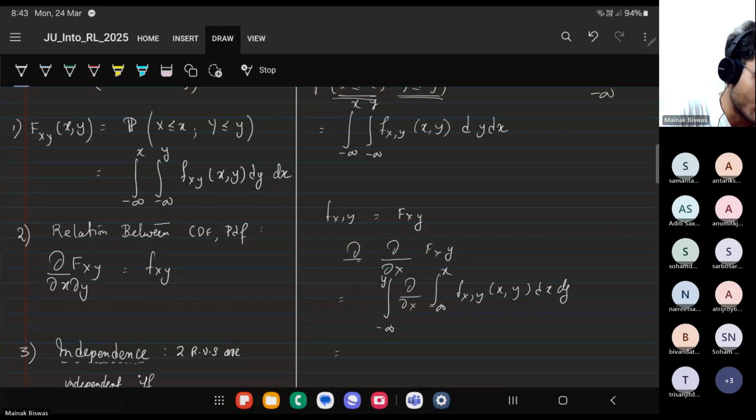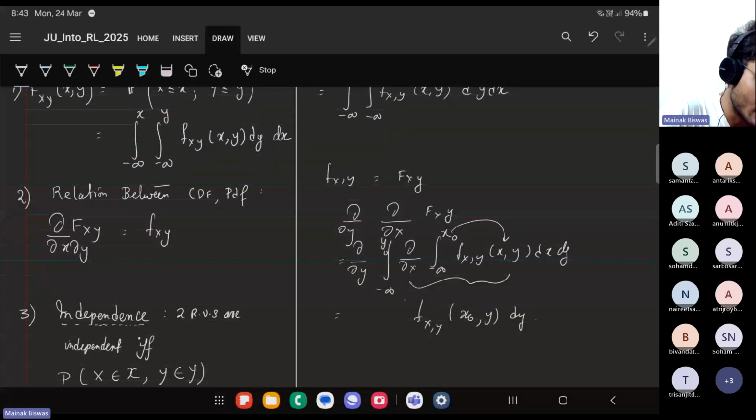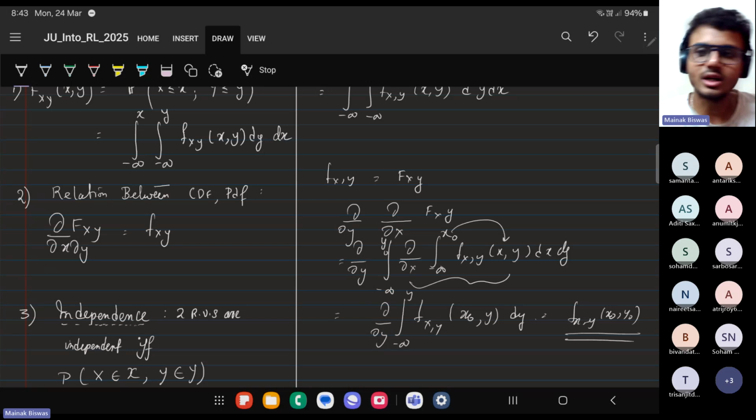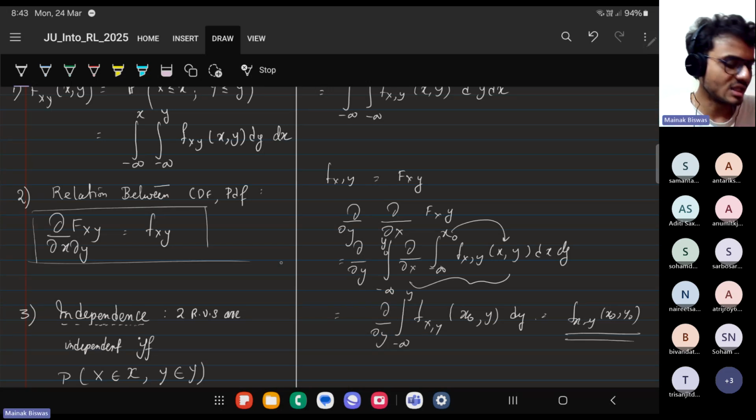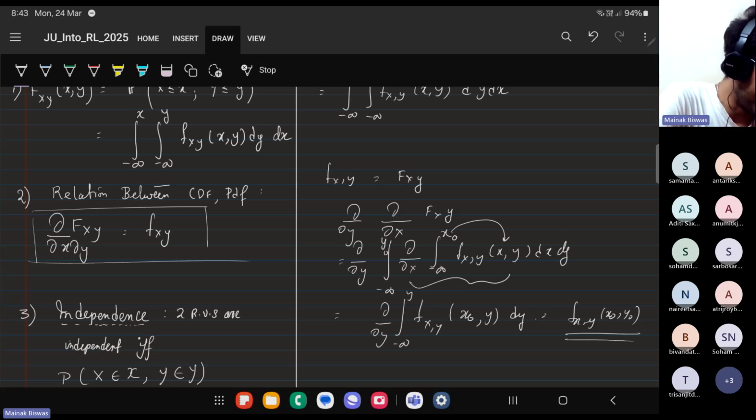And then I have two different differentials. So this will turn out to be f of x y. I'll put the values x naught and y naught for the time being. So x naught comma y, integral minus infinity to y, dy, which is equal to f of x naught, y naught. This is what we wanted, right? So we can say that if there are n variables, from the CDF to the PDF you just have to take the derivative. If the derivative exists, the PDF exists. Otherwise, it may not exist, but the CDF always exists.